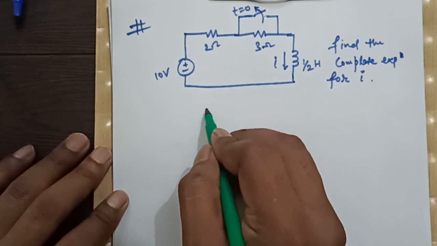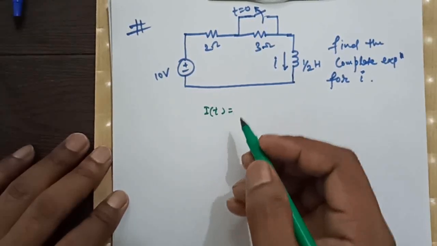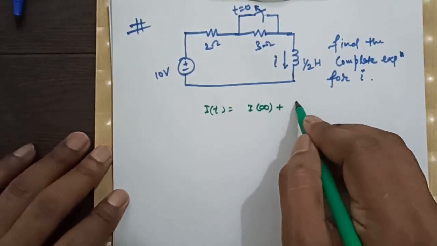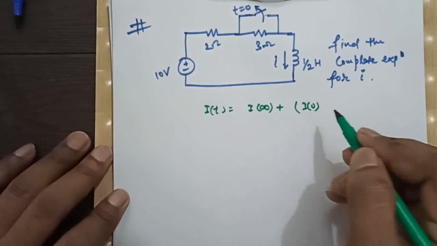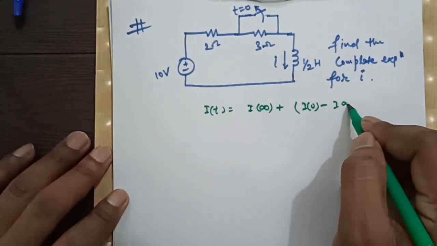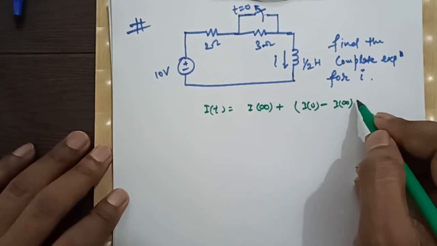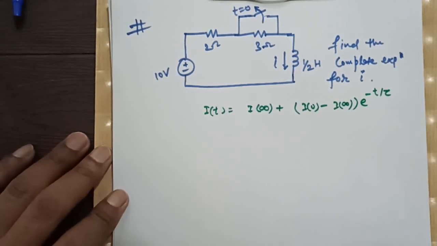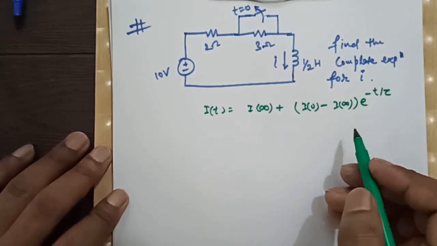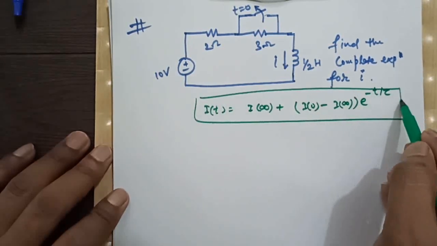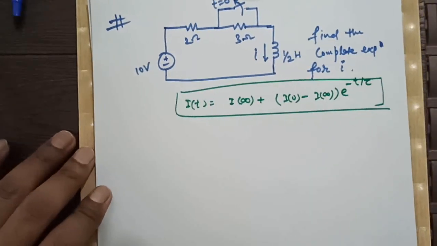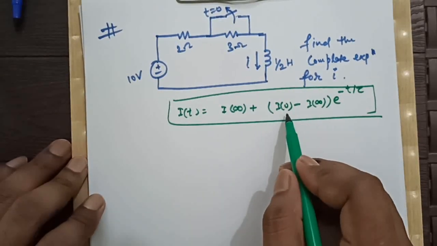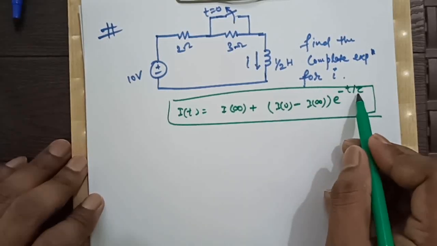Obvious, once again the form of I as a function of time will be I infinity plus I0 minus I infinity e to the power minus t by tau, isn't it? So once again in this question we have to find the current at time t equal to infinity, current at time t equal to 0 and the time constant.